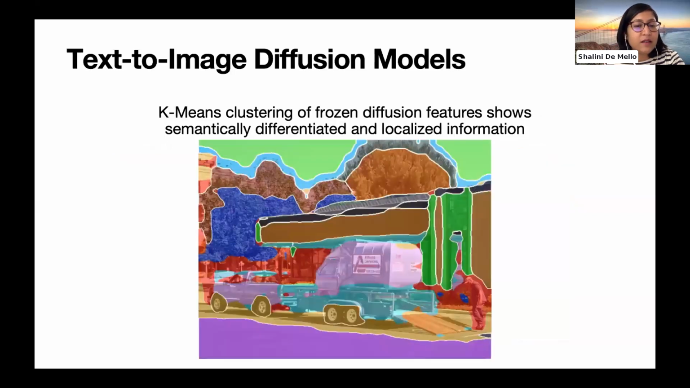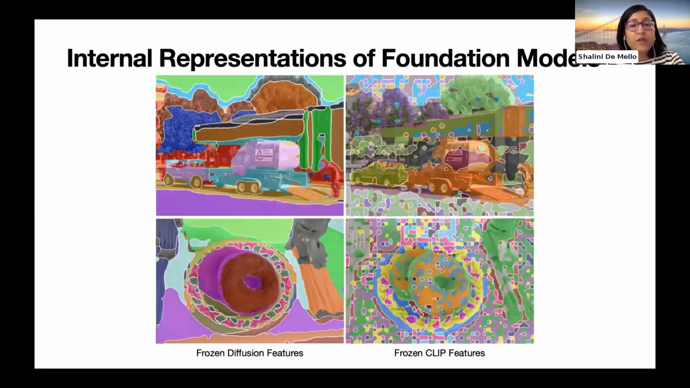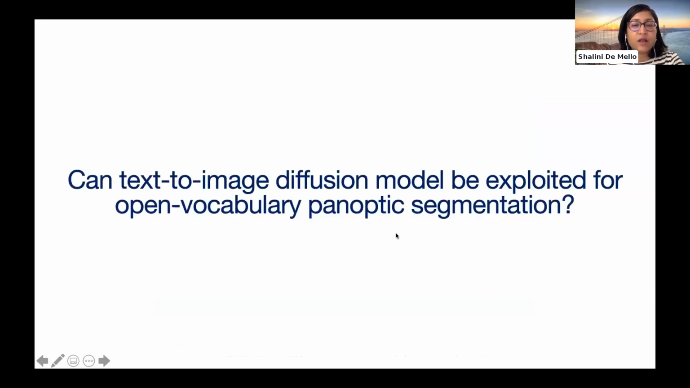So inspired by this idea, we looked at the k-means clustering of the internal representations of diffusion models, and we found that they're indeed quite well differentiated and localized in their information content. If you compare the same thing, on the left are the k-means clusterings of the diffusion internal features, versus on the right are the k-means clusterings of the CLIP model's vision backbone. You find that the diffusion features are much more semantically correctly grouped versus the CLIP features. So this inspired us to explore whether we could use these text-to-image diffusion models for open vocabulary panoptic segmentation.